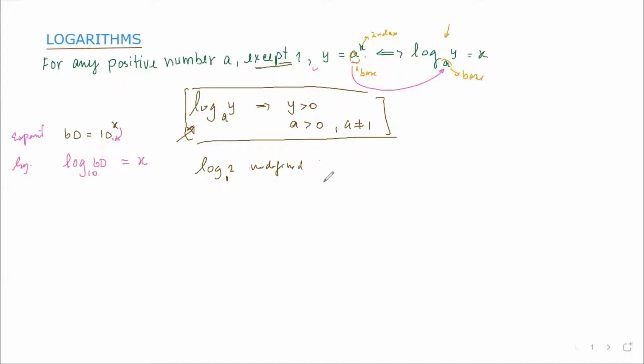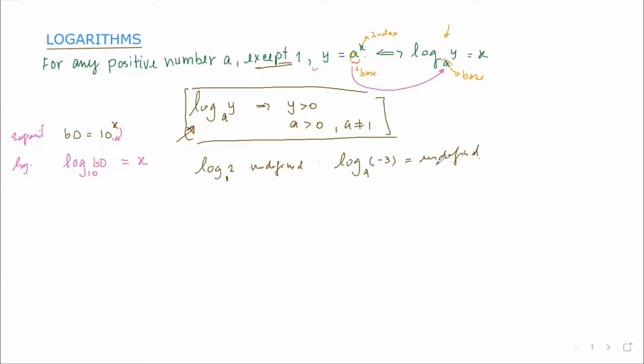Okay. So what else? Again, y has to be greater than 0. So for example, if I say y equal to -3, and the base can be any number, y must be greater than 0. So in this case, again, it is undefined. Can we get the answer for this? Undefined also.